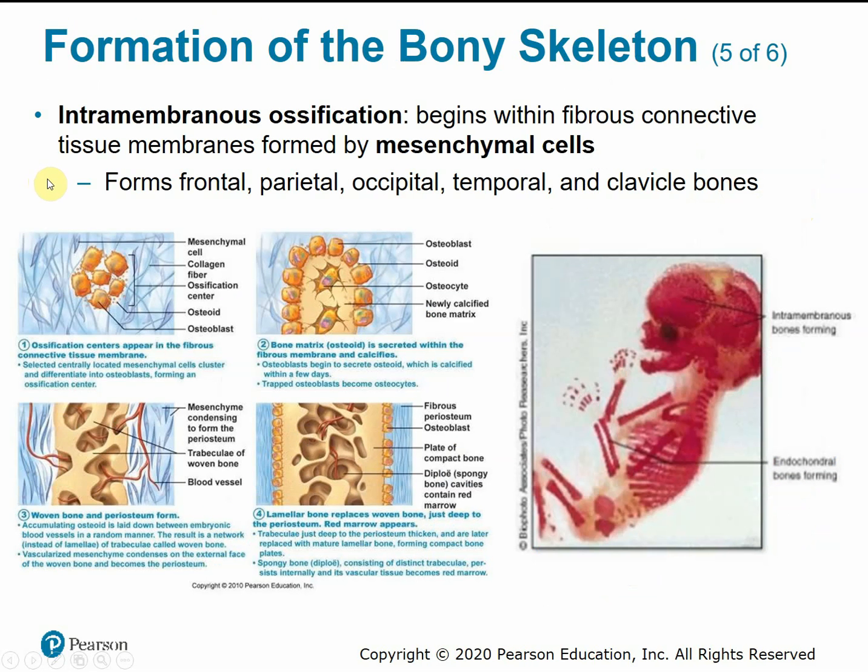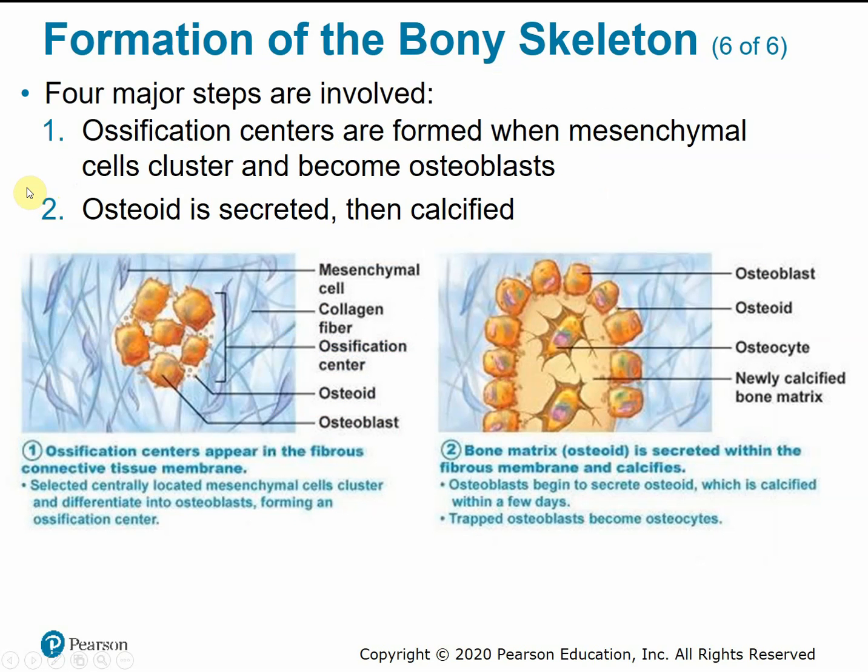Intramembranous ossification is how we form the flat bones of the skull and the collarbones or the clavicles. So this process begins with fibrous connective tissue membranes formed by mesenchymal cells. So again, intramembranous ossification is bone formation within a membrane. So there's 4 major steps involved in intramembranous ossification. Step 1, so just like in endochondral ossification, it's going to begin with an ossification center. So with endochondral, we had that primary ossification center in the diaphysis. In intramembranous, we have the ossification center within that tissue membrane.